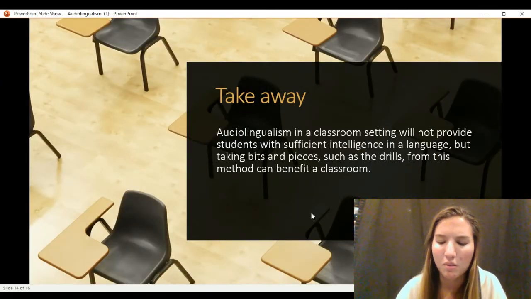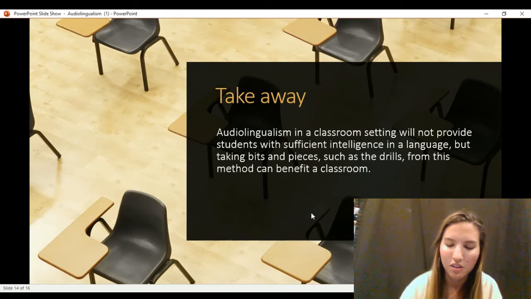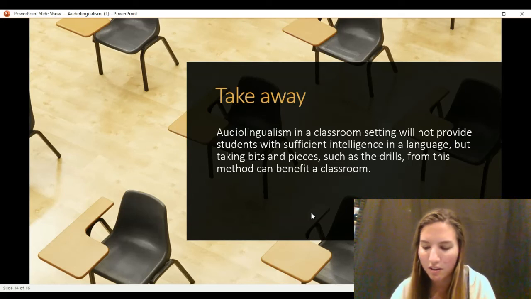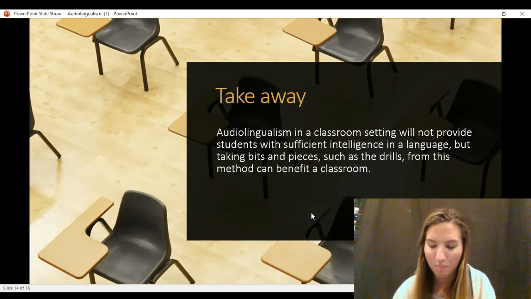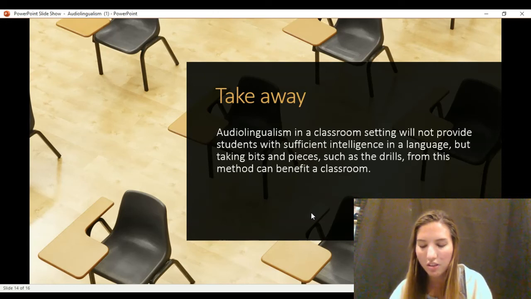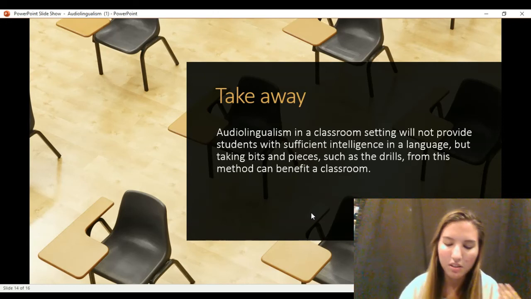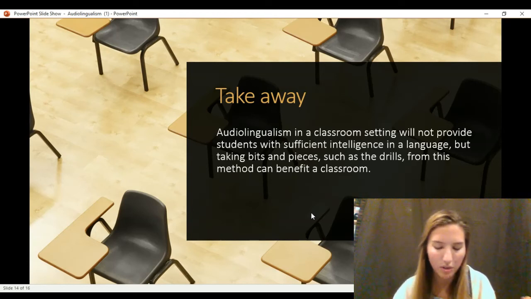Audiolingualism is a prime example of going from one extreme to another. It went from grammar translation, which only focused on reading and writing, to the audiolingual method, which mainly focused on listening and speaking. Using these methods alone will not be sufficient enough for someone to learn a second language. However, using them together or with other teaching methods will provide someone with the four main qualities of a language: reading, writing, listening, and speaking.